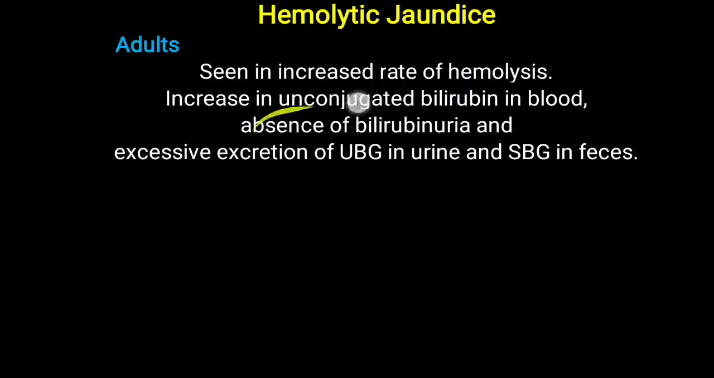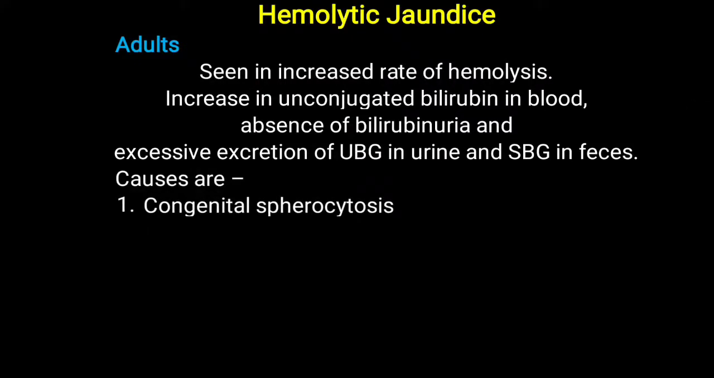But what happens is that this excessively produced unconjugated bilirubin will be taken up by the liver, because the liver has a tremendous capacity to absorb this bilirubin. From that, conjugated bilirubin and a large amount of urobilinogen and stercobilinogen are generated, and all of that appears in the urine and feces. So excessive excretion of urobilinogen and stercobilinogen is seen. The most common causes are congenital spherocytosis, which means abnormal shape of the red blood cell.